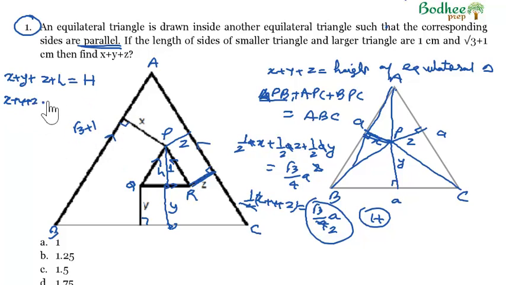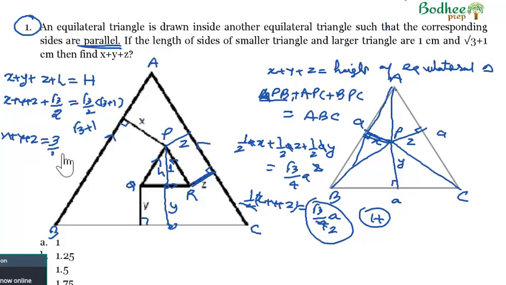So x plus y plus z plus the height of the smaller equilateral triangle, which will be root 3 by 2 times 1 because the side is 1, equals the height of the larger one, which will be root 3 by 2 times root 3 plus 1. So after some substitution, you'll get that the value of x plus y plus z is 3 by 2, which is 1.5. So the answer is option C.